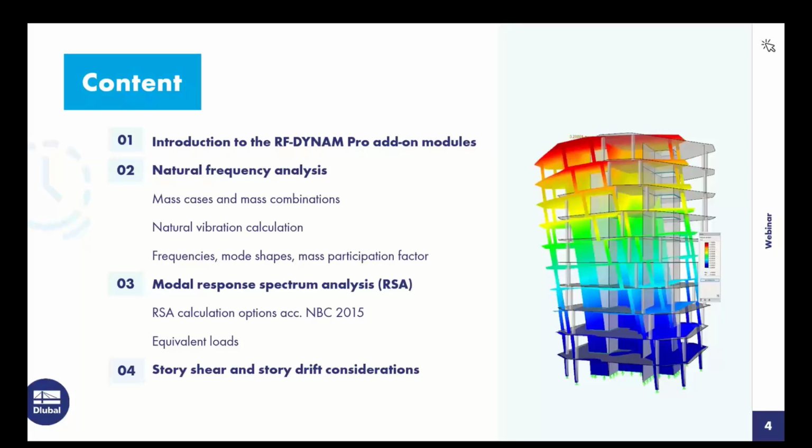Then we'll move on to a modal response spectrum analysis. For this, we'll set up our calculation options specifically according to the NBC 2015. We'll generate these equivalent loads and export them back out to that main program, RFEM. And finally, towards the end, we'll take a look at story shear and story drift considerations, again, specific to the NBC standard.